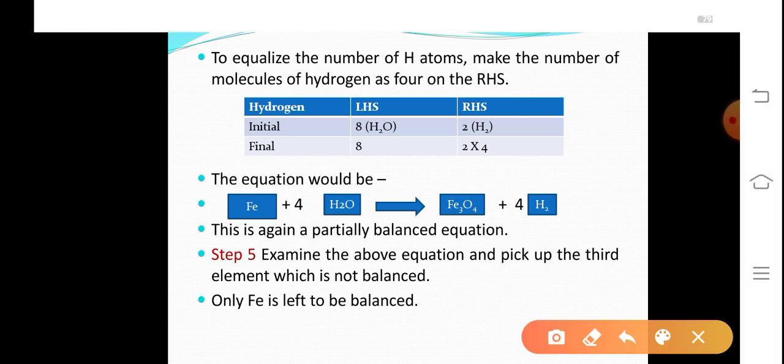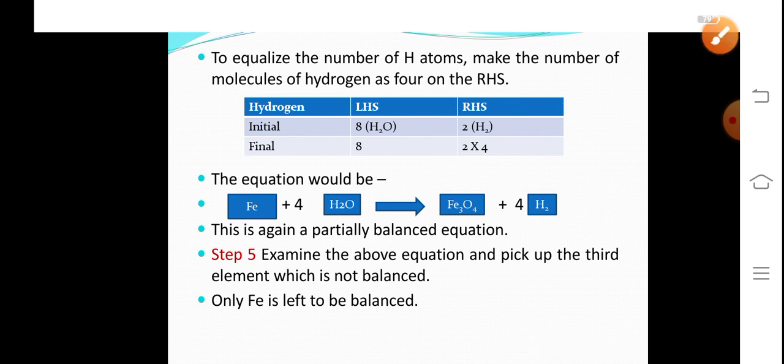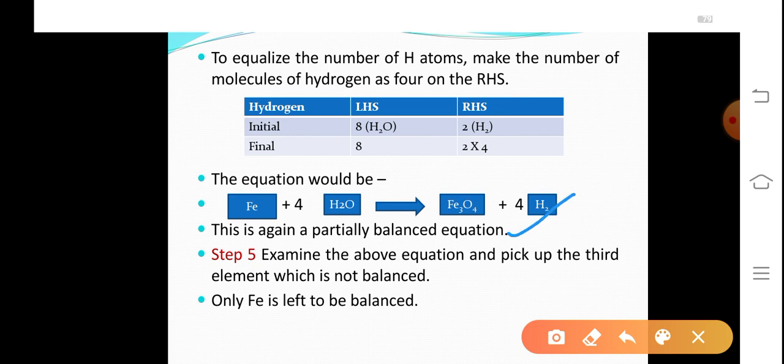Here LHS hydrogen is 8 in number, RHS hydrogen is 4 in number. So what we can do? We can multiply by 2 on the right hand side so that we will get an equal number of hydrogen on both the sides. Now the equation becomes iron plus 4 water gives Fe3O4 plus 4H2. So now on both the sides the number of hydrogen atoms becomes equal. But this is again a partially balanced equation because iron is left to be balanced.